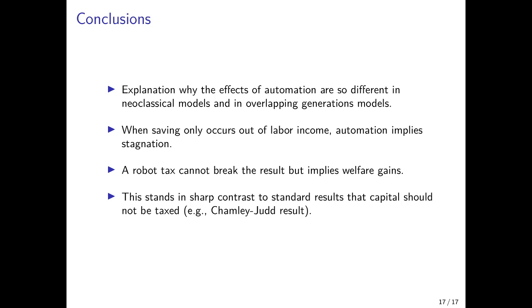We also showed that this result is rather robust to many different generalizations, and that a robot tax cannot break this result. However, a robot tax can be welfare increasing, and this stands in sharp contrast to the standard results that we know in the literature, the Chamley-Judd result that capital should not be taxed because it always reduces welfare. In our framework, we've seen that automation implies that the Chamley-Judd result breaks down and that capital taxation could actually be optimal in such a framework.